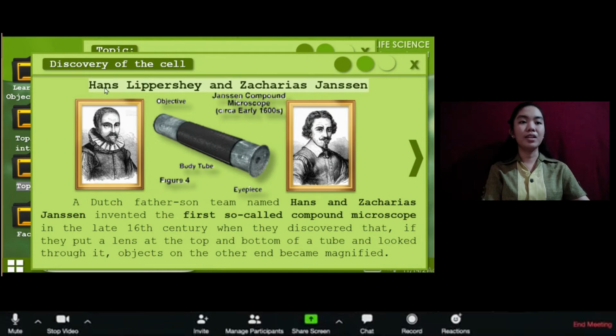The first one here is Hans Lippershey and Zacharias Janssen. We all know that cells are microscopic organisms, which means they can't be observed through our naked eyes. So, we need this instrument called microscope. And sila yung kauna-unahan na nag-produce or invent ng compound microscope. So, ito yung nakikita nyo sa screen na invent noong 1600s.